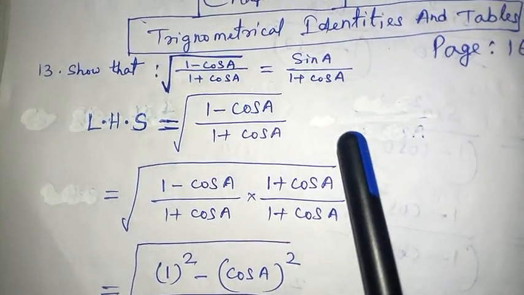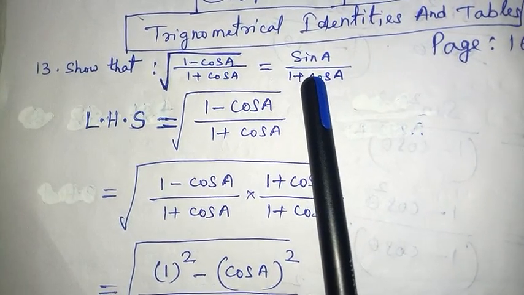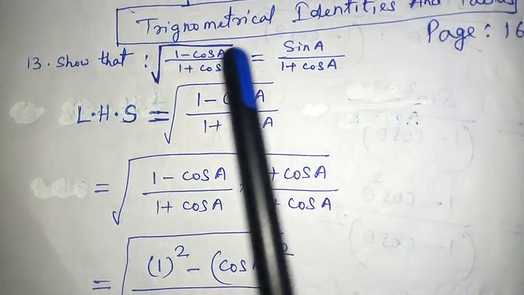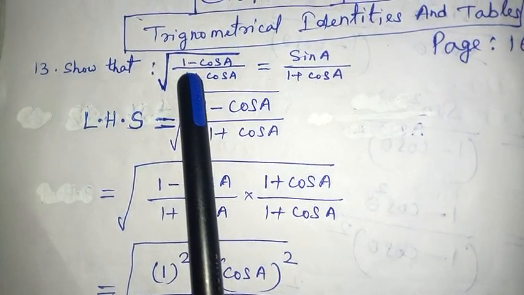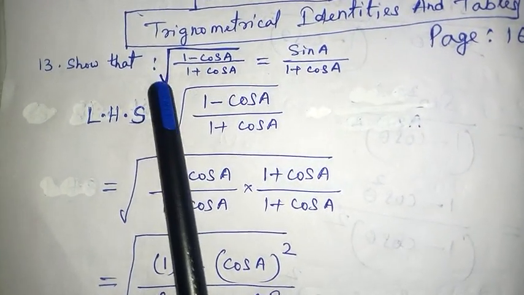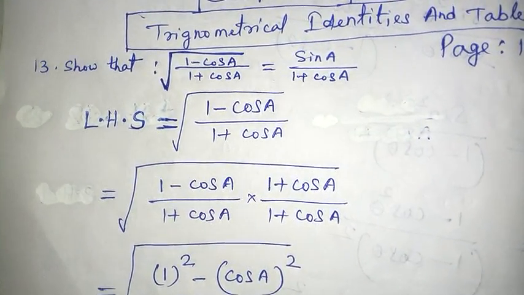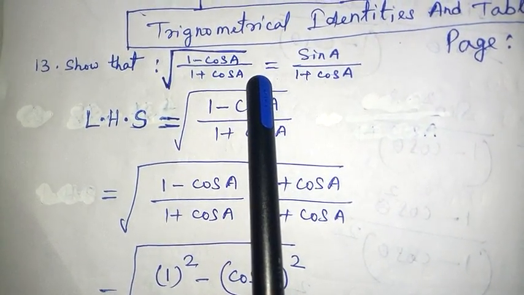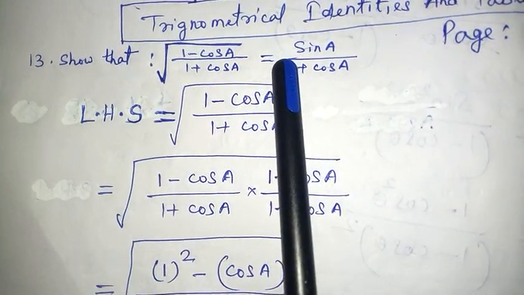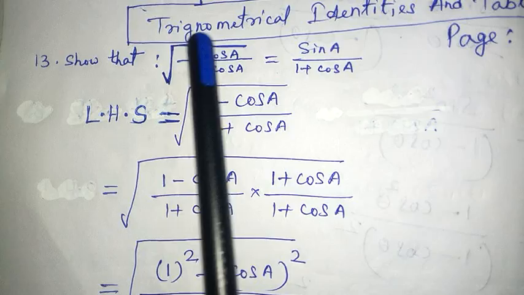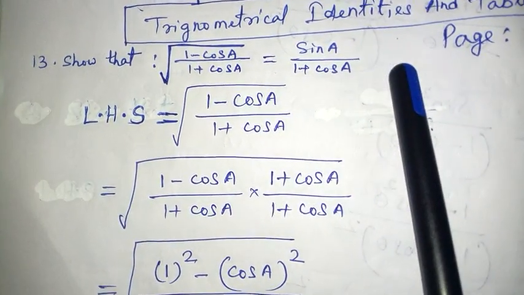Now here what I thought, I can see in the right hand side 1 plus cos A is in the denominator. And in the left hand side we also have 1 plus cos A. But on the right there is no root over, and on the left we have root over. Now what I thought is that if I bring one more 1 plus cos A here, it will become a whole square, and this root over will vanish. Then we will have 1 plus cos A.